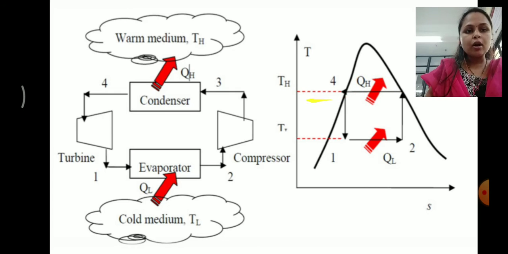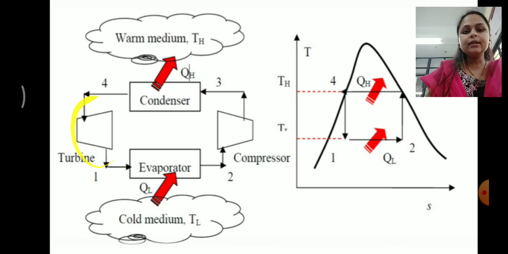and here when we draw a horizontal line, we can see temperature is constant, but there is a change in entropy. Here entropy is reducing. Okay, means in the condenser there is a change in entropy, but the temperature is constant, that is TH.